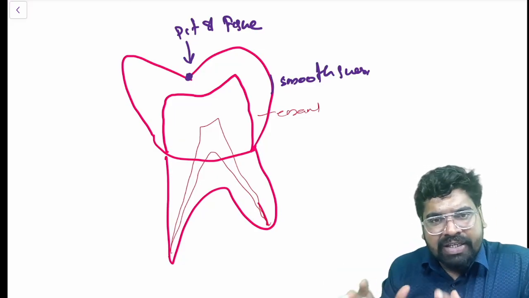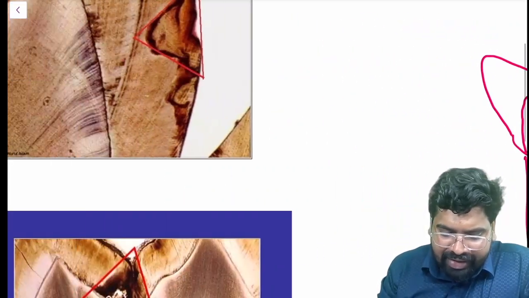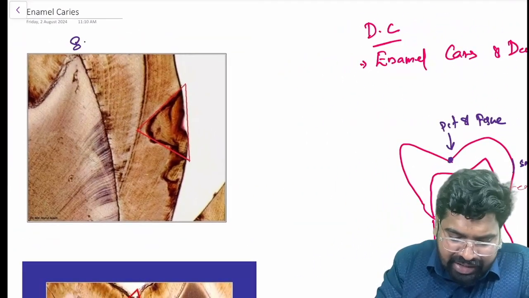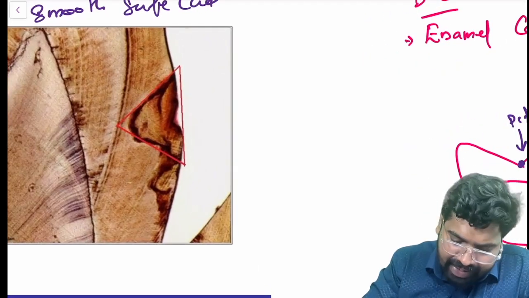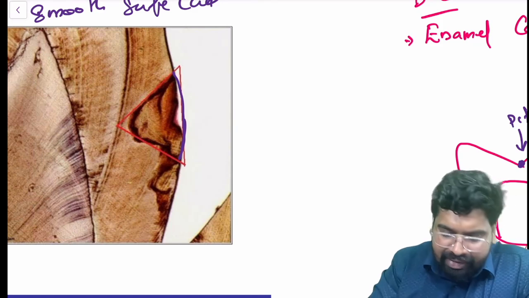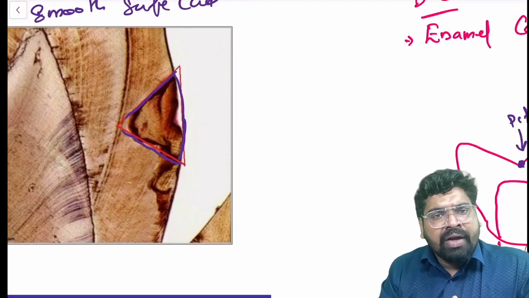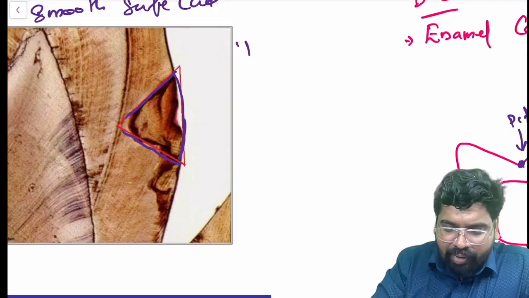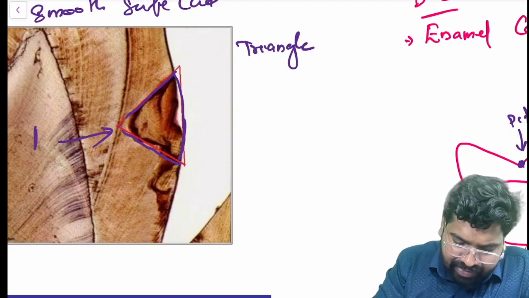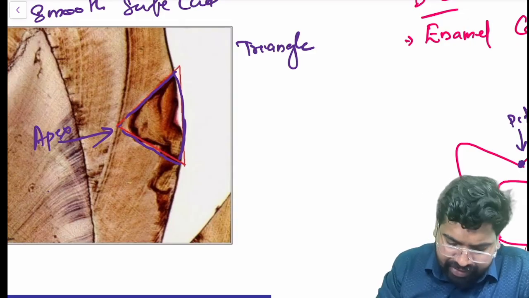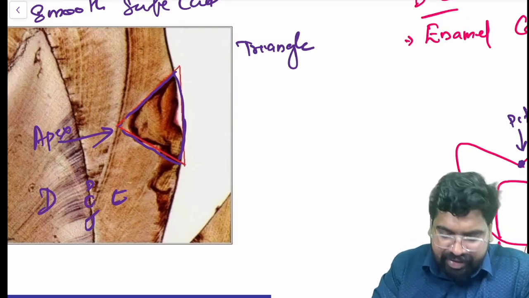The direction of spread of caries in the pit and fissure and on the smooth surface is usually different. In the first image, you can see a smooth surface caries. On the outside it is a wider area, and it extends inward, tapering, forming a triangle or pyramid with an apex. This is the dentin, this is the enamel, and this area is the DEJ, the dentino-enamel junction.